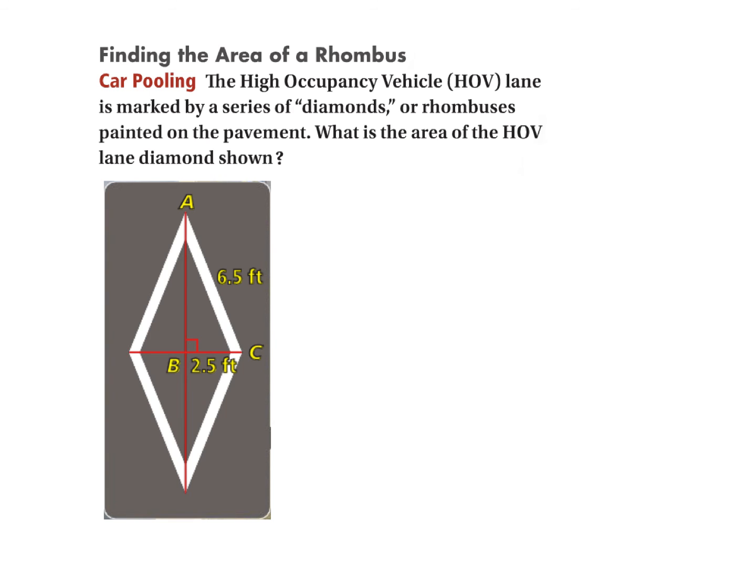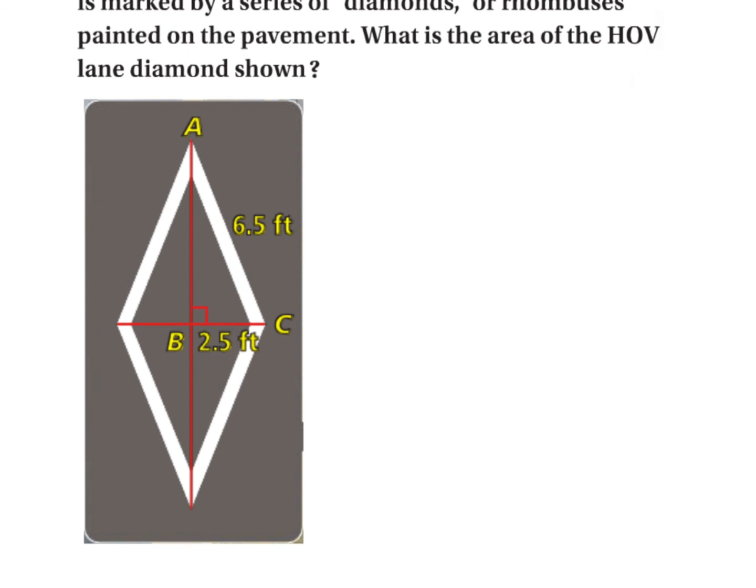But anyway, long story short, this is a rhombus. What is the area of the HOV lane painted below? So we need the diagonals. It looks like we have this right here is 2.5, so that means this is 2.5. I'm sorry, this is hard to see on this drawing because it is so dark, but it is what it is. So I know that diagonal, but the problem is I don't know the other diagonal. So we need to figure that out, and I think we can do it.